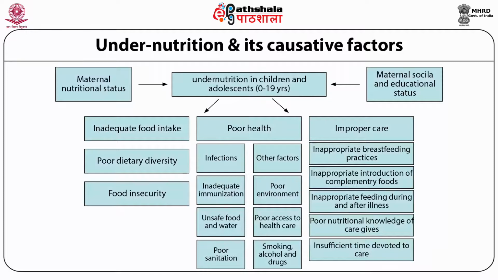This picture shows undernutrition and its various causative factors. This shows that undernutrition among children and adolescents of 0 to 19 years could be due to the maternal nutritional status, the socio-economic status of the mother, as well as the educational status of the mother. The undernutrition among them could be due to their poor health or inadequate food intake, or due to improper care. It could also be due to inappropriate breastfeeding practices, inadequate access to health care, poor sanitation facilities, food insecurity, poor dietary diversity, and due to different infections or other kinds of inadequate food intake among the children.